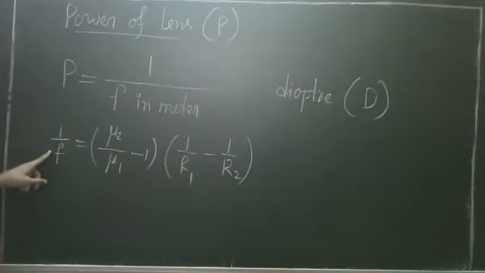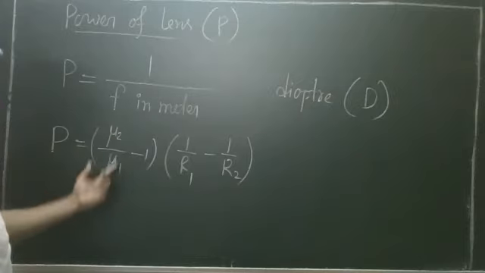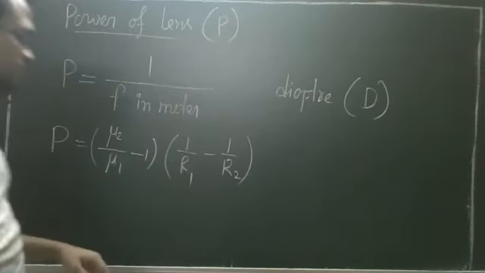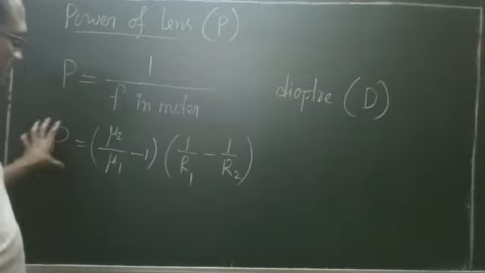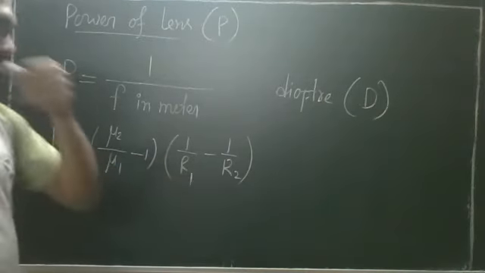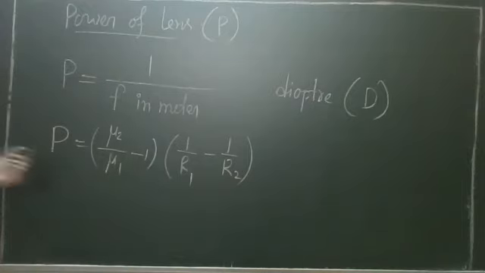So here we are getting 1 by f. If all the values, R1 and R2, we take in meter, then in place of 1 by f we can write power. So directly we can use this formula: P equal to (mu 2 by mu 1 minus 1) into (1 by R1 minus 1 by R2). When we are taking this formula as power, then we will put R1 and R2 in meter. Then the unit of power will be diopter.